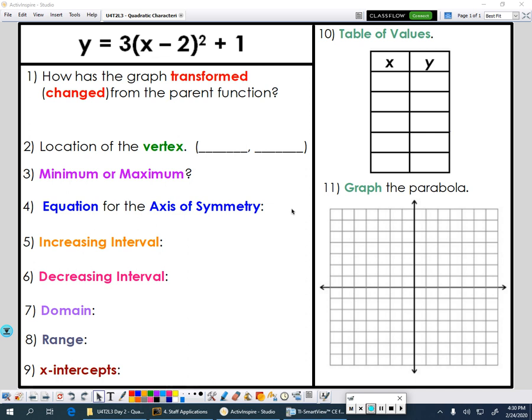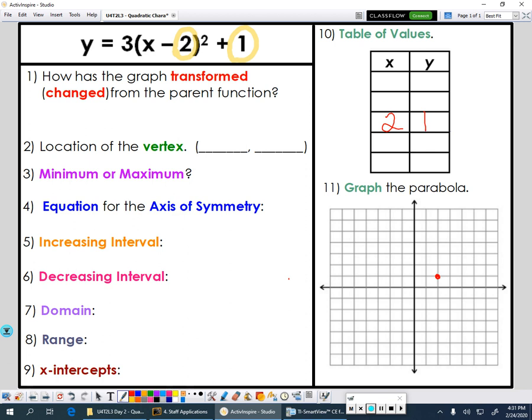So the first thing I want you to notice is in this equation we have vertex form. And in vertex form we can see our vertex, which is going to be right here and right here. So the vertex of this function is going to be at (2, 1). We want to put that vertex in the middle of our table, okay? And then we can also put that onto our graph. We go over 2 and up 1. This is where our vertex is going to be.